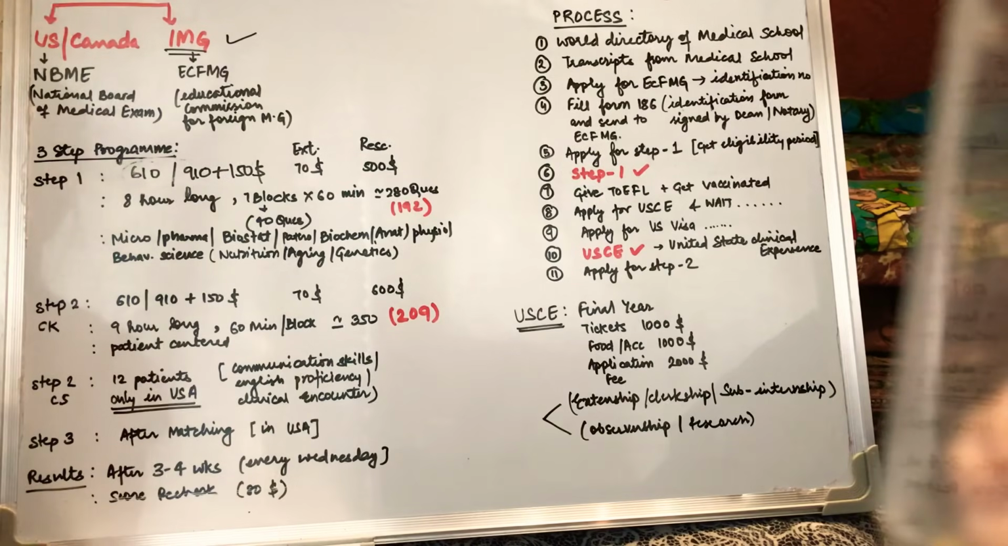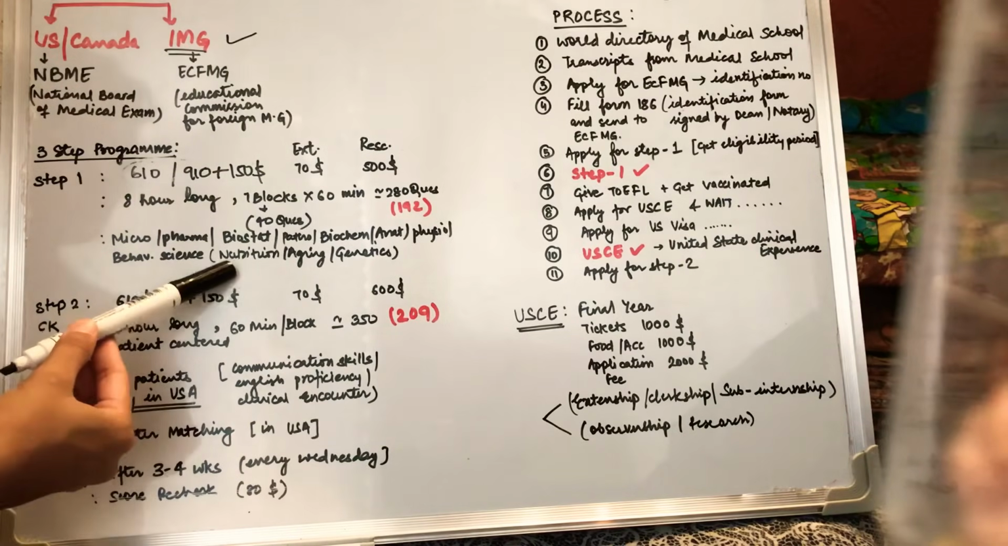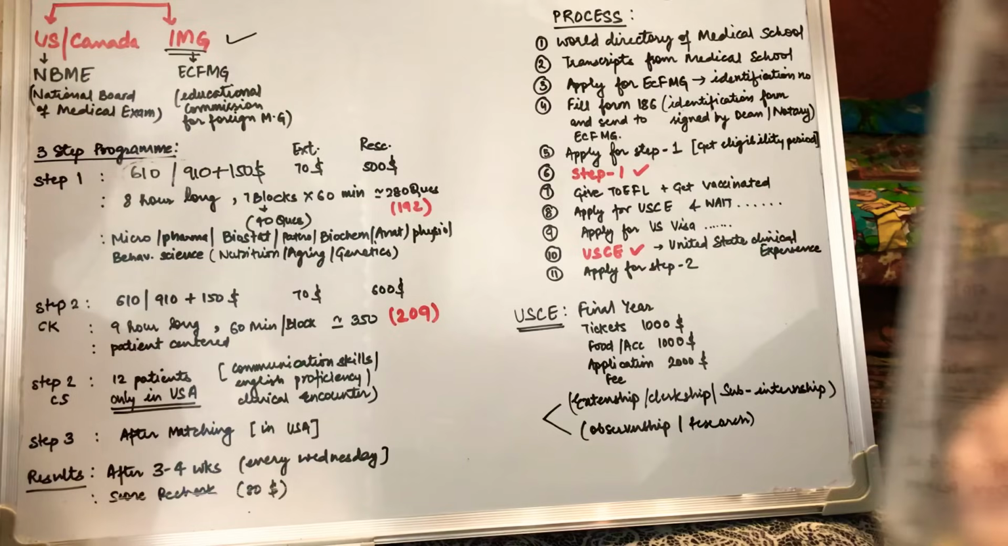Now the subjects that are tested for step 1 are microbiology, pharmacology, biostatistics, pathology, biochemistry, anatomy, physiology, and behavioral science. Now there are some sub-subjects also that are tested: nutrition, aging, and genetics.